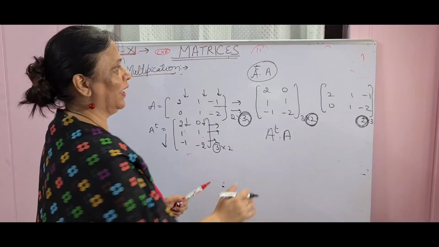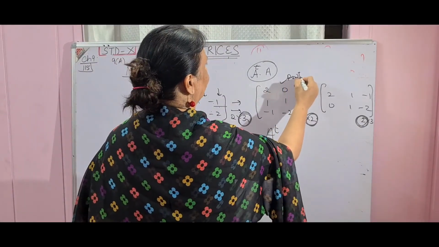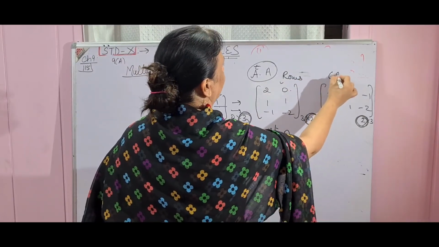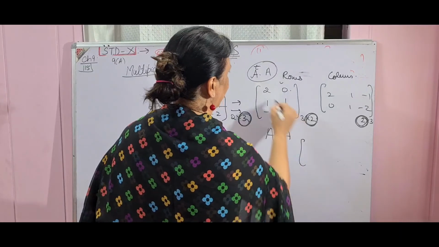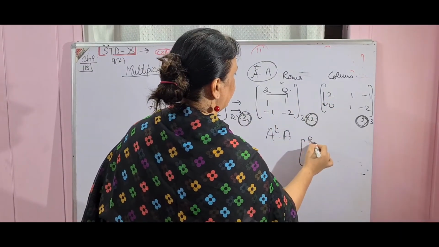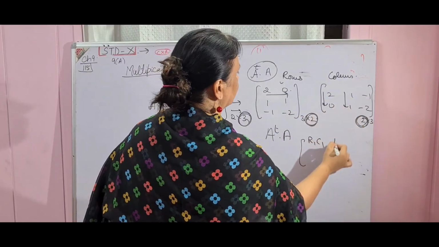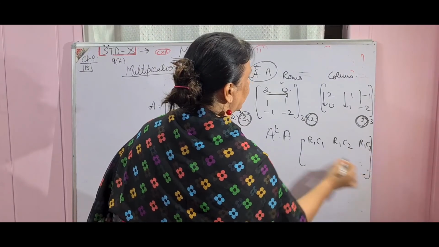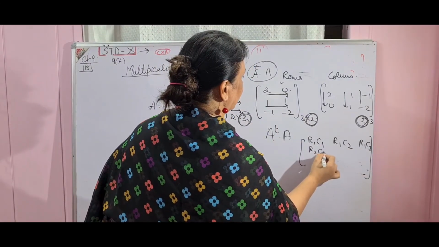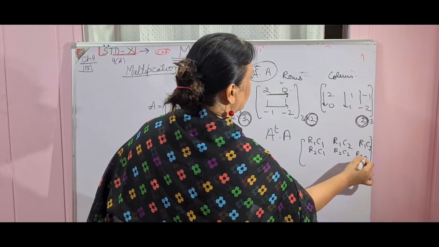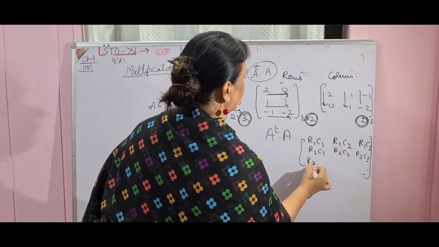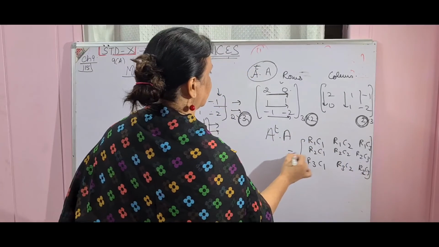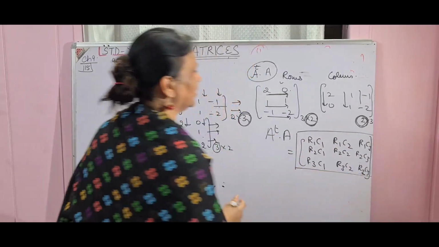But when you multiply, you will take rows of first matrix and columns of second matrix. So what will be the formula? Row 1, column 1. Row 1, column 2. Row 1, column 3. See, all the row 1. Then again row 2, column 1, row 2, column 2, row 2, column 3. Then row 3, column 1, row 3, column 2, row 3, column 3. This type of answer you will get. So it is better you write the formulas, you will never make mistakes.